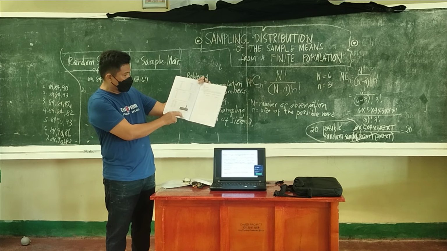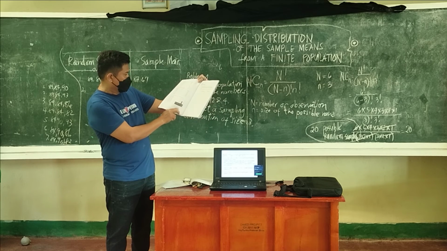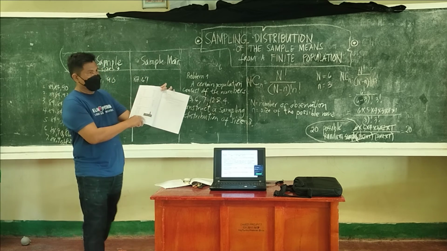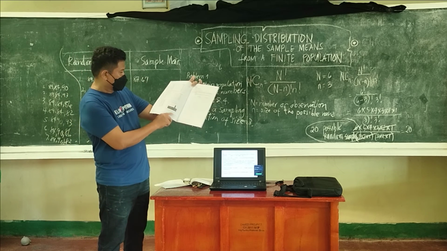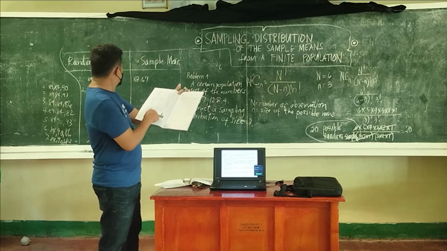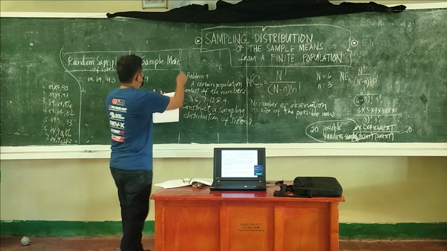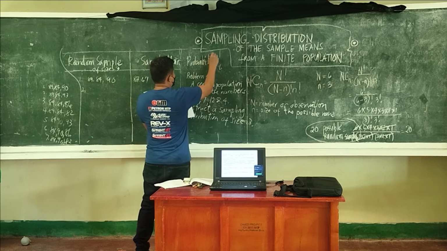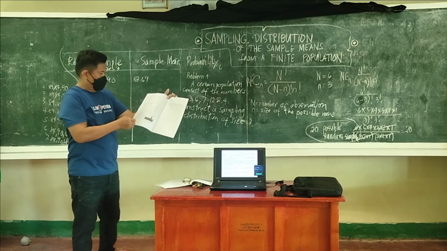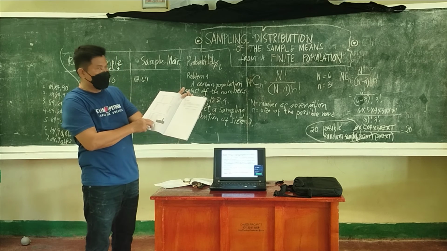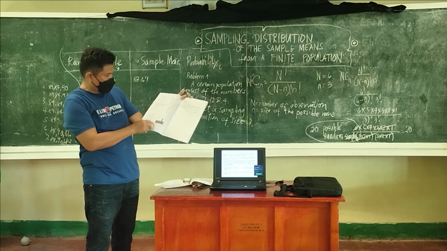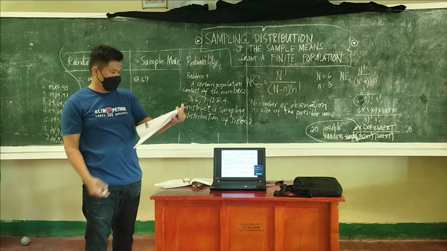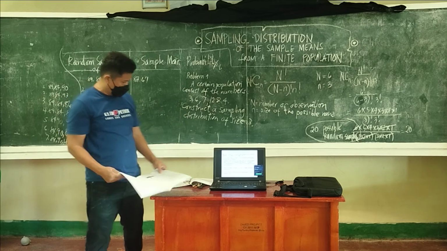So we have the sample means here below. All the sample means will be written at the x-axis, while the probability, since we are going to have the probability as the next column, will be written at the y-axis in constructing the histogram of the sampling distribution of means.